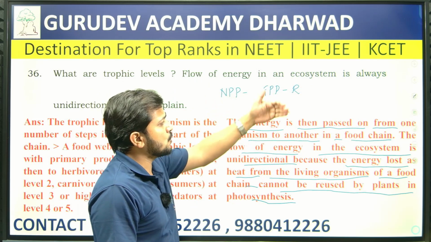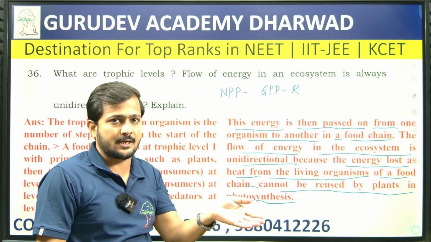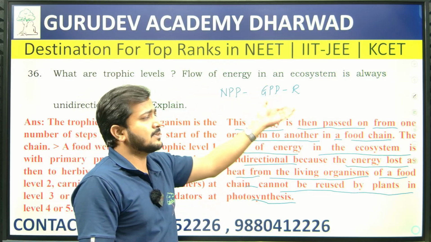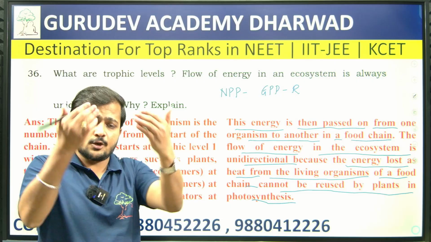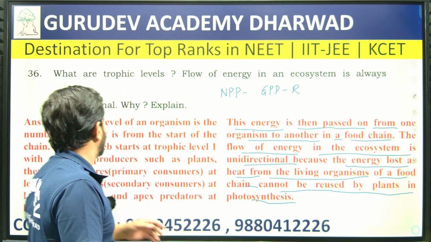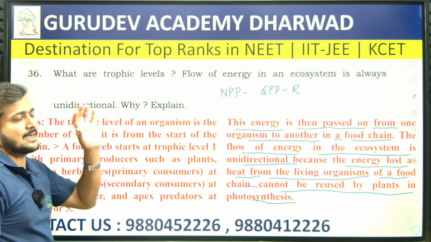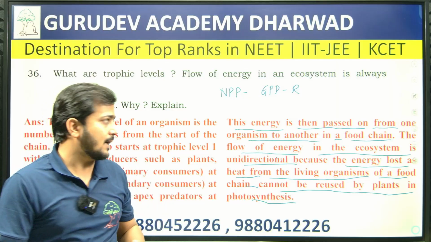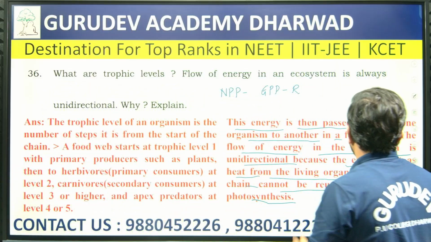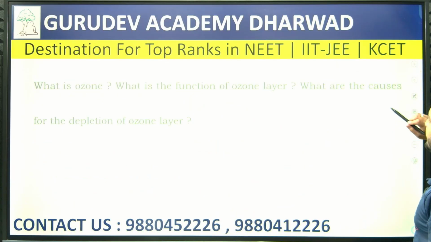Now the plant is not going to utilize that energy again. The plant is going to give whatever the net primary productivity is to the next trophic level. It is not going to use it back. So that is why we call it unidirectional. It is going to flow from one trophic level to the next, but it is not going to come back again. So that is the reason you are going to find out.